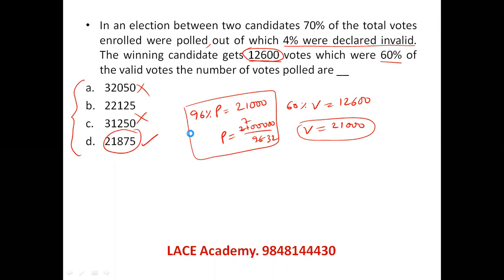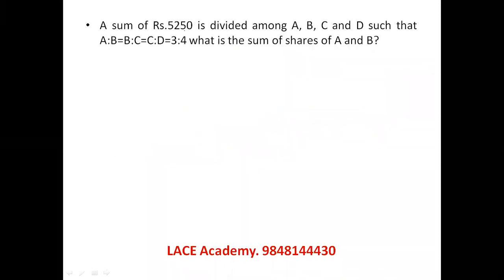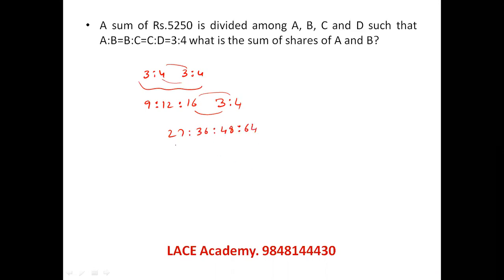That's it. A sum of 5,250 is divided among A, B, C, D such that the AB ratio, BC ratio, CD ratio is 3:4. Find the sum of the shares of A and B. First, the AB ratio is 3:4, the BC ratio is 3:4. Let's combine them by making B equal, 3 into 3, 4 into 3: 9 is to 12 is to 16. And again, the C to D ratio is also the same. Multiply by 3 here, 16 here: 27, 36, 48, 64. This is the ABCD ratio.